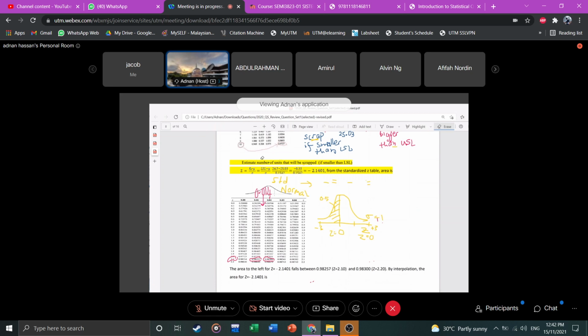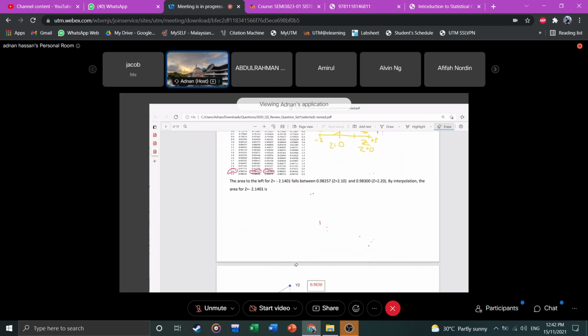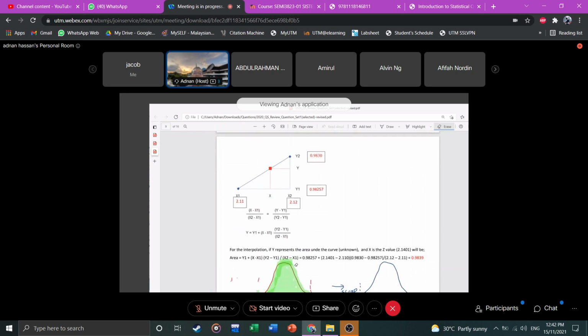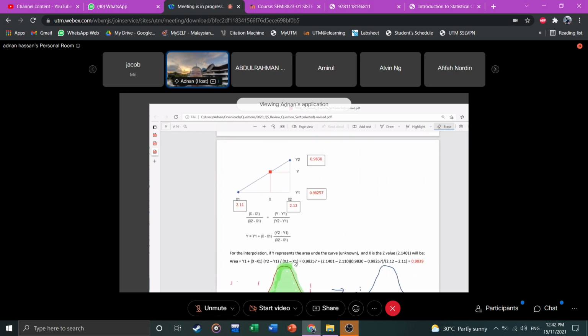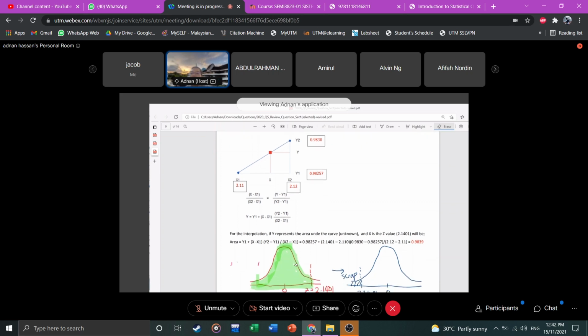So we put it in this formula and we get Z equal to minus 2.1400. Okay, so go to the table. The value happens to be somewhere here in between this. You can do interpolation. If you don't have time for interpolation, you just show that it's between this, and we can accept the method. Or you can use this interpolation.